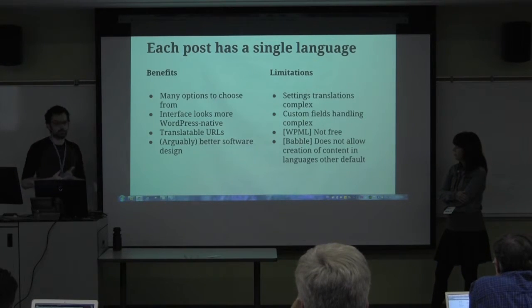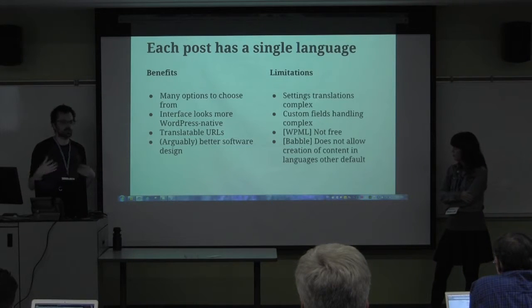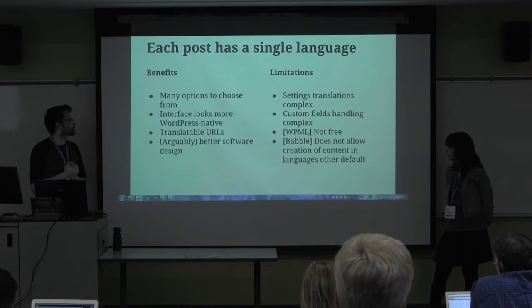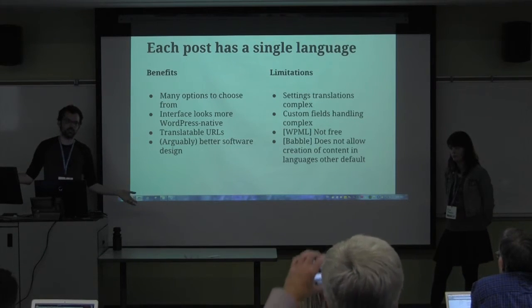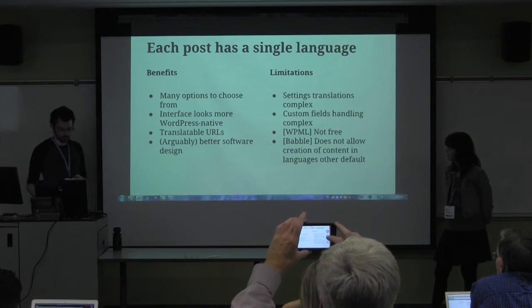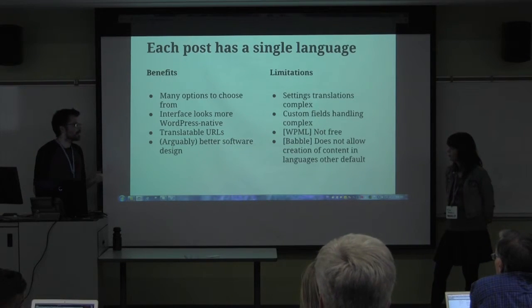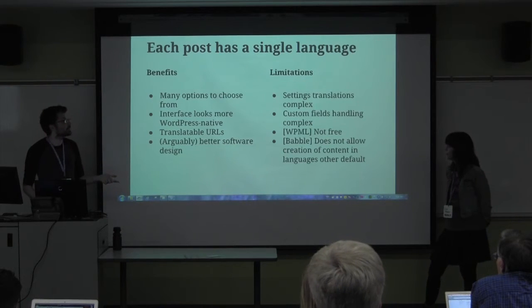Well, there are many options to choose from. You've got more than one plugin, so you get choice, which is always good. The interface looks more WordPress native than what we just saw before, Qtranslate. It uses meta boxes and stuff that is more like WordPress is. You can translate URLs. Since everything is a separate piece of content, they each have their own slug, so you can use URLs in the language of the content. Again, I think it's better software design because it uses WordPress functionality more than Qtranslate did.